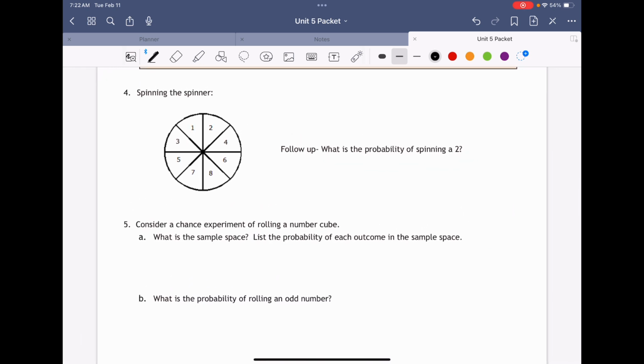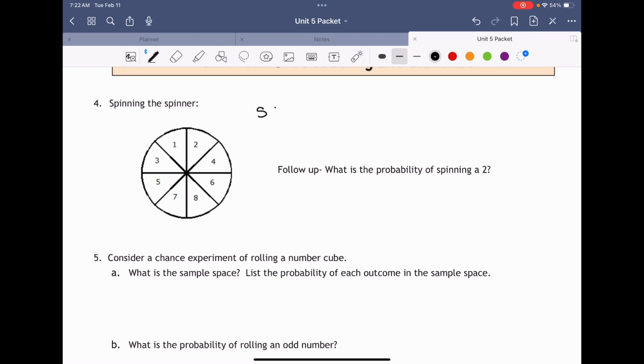Okay, so now I'm going to have you try a few on your own. Okay, so first one is spinning the spinner. So we're going to list the sample space of the spinner, and then you're also going to follow up with the probability of spinning a 2. So go ahead and pause the video and try that on your own. When you're all set, unpause and just make sure you have the right answer.